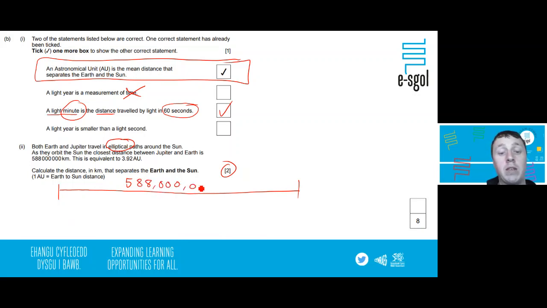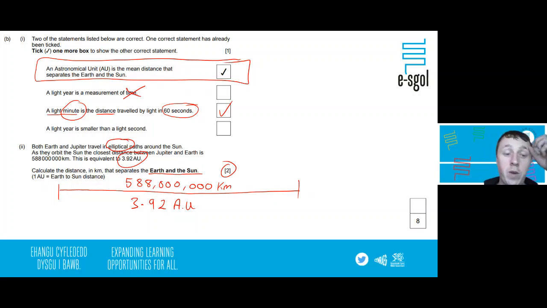588 million. So we're looking at this number and we can see it's quite a long number, and that's the closest distance Jupiter and Earth ever reach. This is equivalent to 3.92 AUs, this astronomical unit. So the length of this line is also 3.92 astronomical units. So we've got 588 million kilometers or 3.92 astronomical units. It's the same line, it's the same distance, just different units. Can we calculate the distance in kilometers that separates the Earth and the sun?